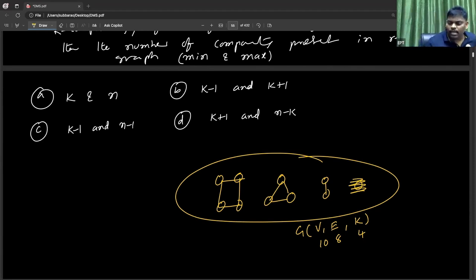So minimum is k minus 1. Minimum k minus 1. He is saying that minimum is k. No, one will decrease sometimes. He is saying minimum, so this cannot be the answer.